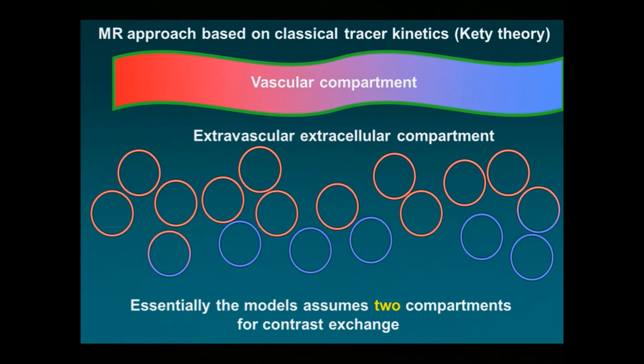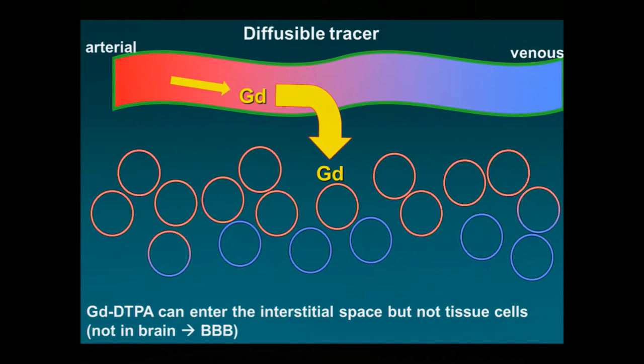It starts, in this situation, with two compartments, a vascular compartment and an extravascular extracellular compartment. What happens is that gadolinium is injected intravenously and then enters the tissue via the arterial feeding, the feeding arterioles. It enters the tissue and extravasates out of the vessels into the interstitial space. But it can't enter the cells, the tumor cells.